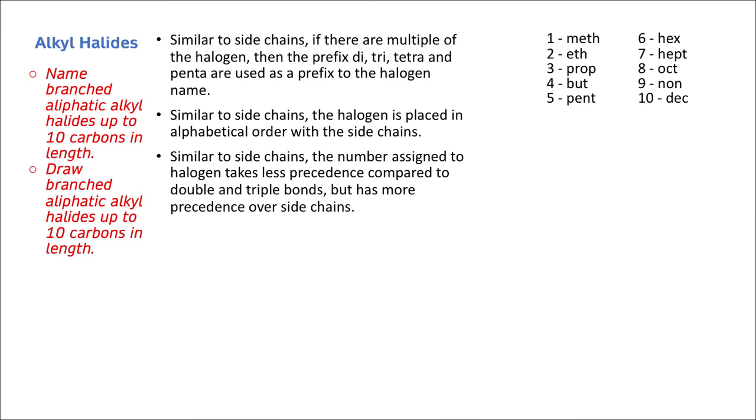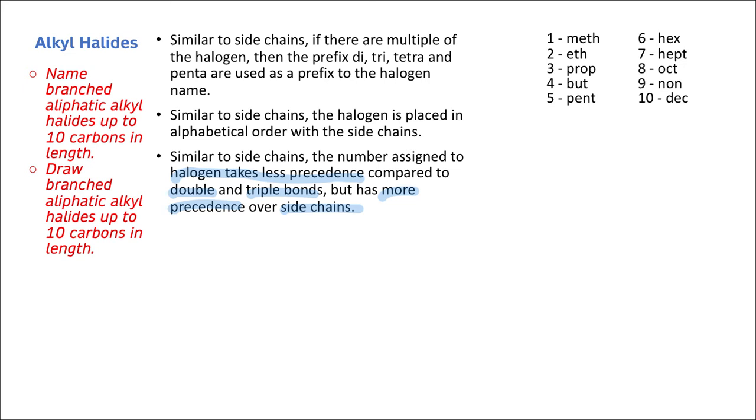So similar to side chains, there are multiple of the halogens. You use the prefixes di, tri, tetra, penta, and so on and so forth. Similar to side chains, the halogen is placed in alphabetical order with the side chains, which we just said. And similar to side chains, the number assigned to halogens takes less precedence compared to double and triple bonds, but more precedence over side chains. All right, so that means that in terms of which way to number it, you have to take into account the double and triple bonds first, then the halogens, then the side chains.